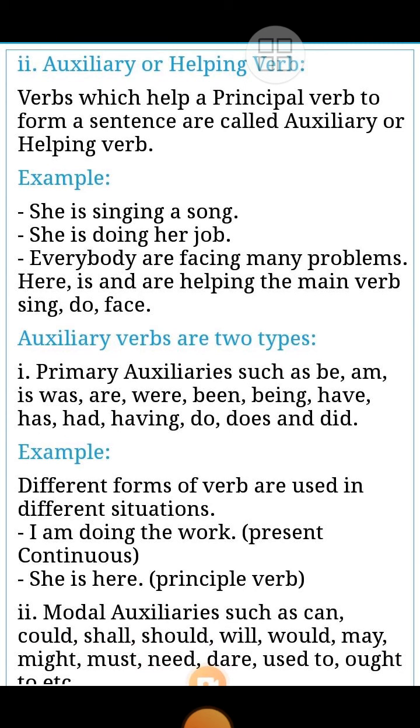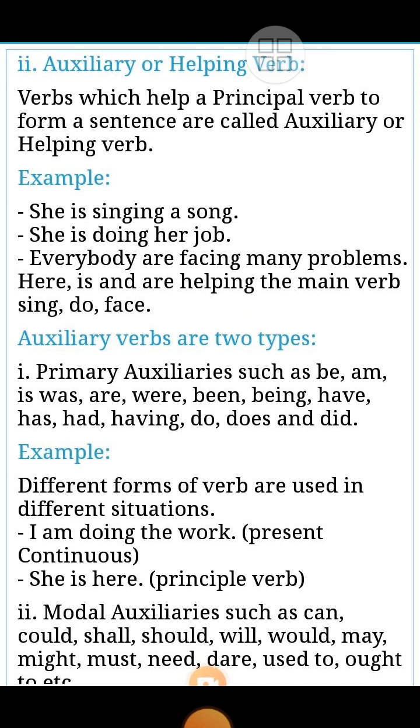Auxiliary or helping verb: verbs which help a principal verb to form a sentence are called auxiliary or helping verbs. Example: she is singing a song, she is doing her job. Everybody is facing many problems. Here is and are are helping the main verbs.